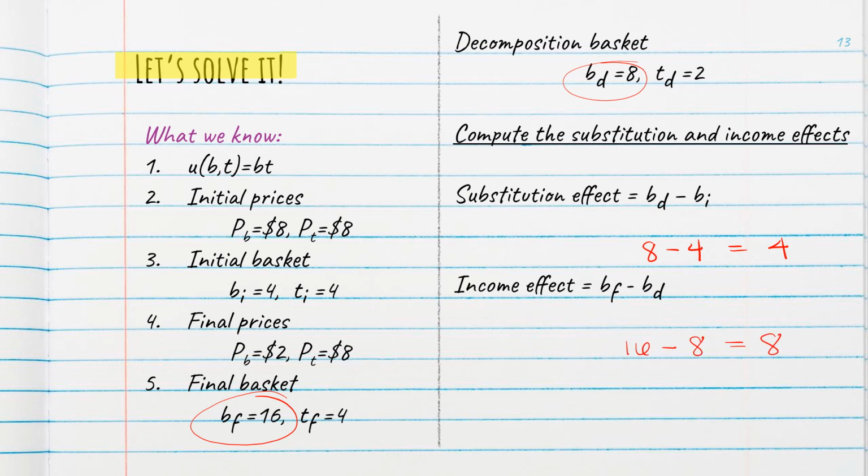So we could conclude that when the price of baklava falls from 8 to 2, and we see a subsequent 12-unit increase in the consumption of baklava, 4 units of that increase comes from the substitution effect. So we can picture ourselves pivoting around the original indifference curve. And then another 8 units of that increase comes from the income effect, where we're shifting to that higher indifference curve.